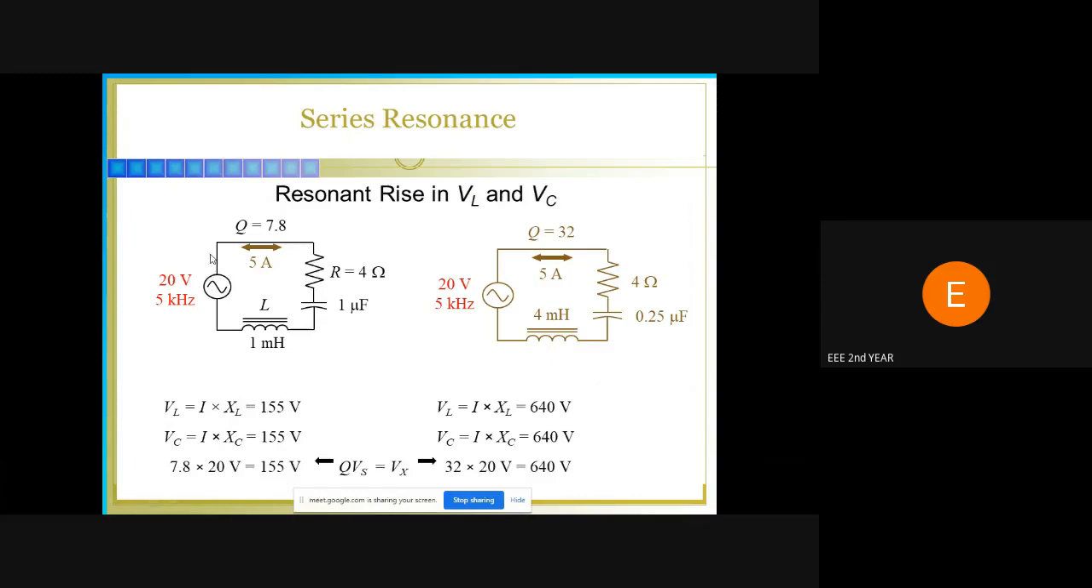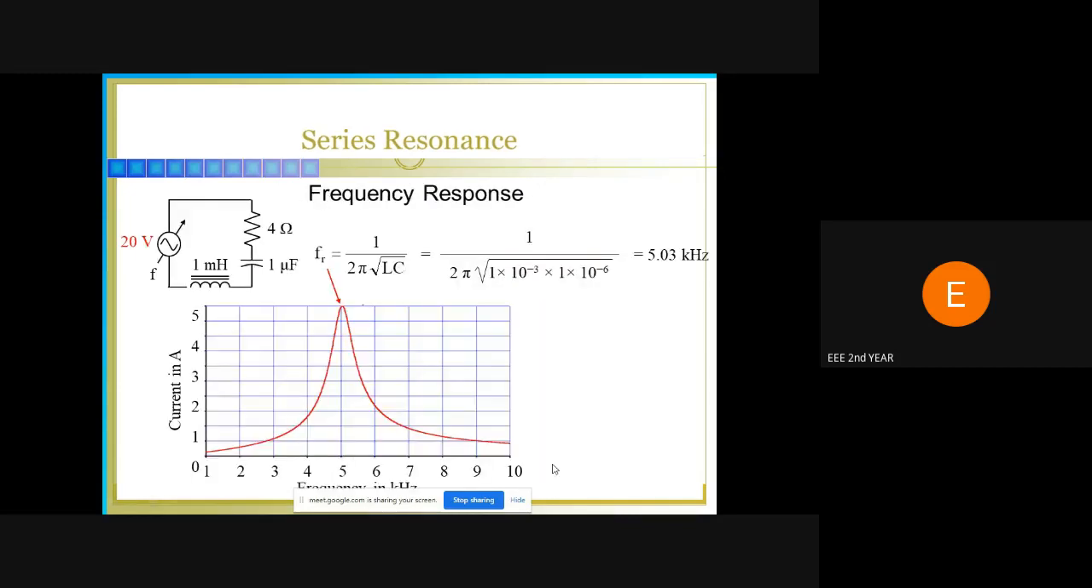So this is a common voltage which is spread across both. Then VL is I into XL. Here I is 5, your XL is 128, giving 640. Similarly, the voltage across the capacitance is also 640. So both VL and VC are the same here. In this case, Q is 32 and the voltage is 20. When you multiply 32 into 20, it gives us 640 volt. Based on that, we have to determine the frequency response.